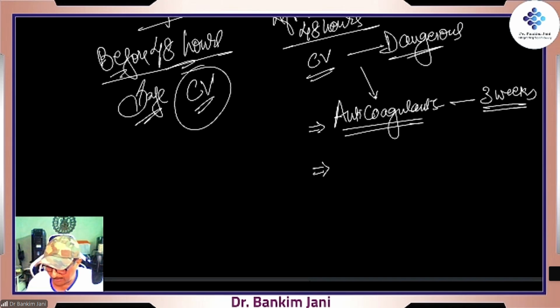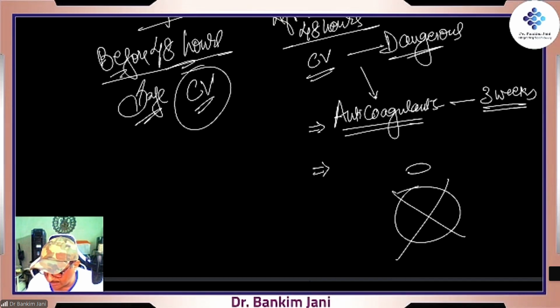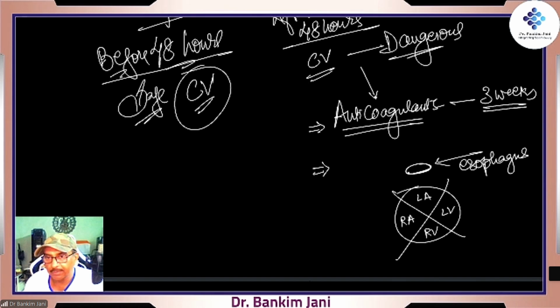You remember, right? If we draw the heart like this, which structure is over here? This is the left atrium. This is the right ventricle. This is the left ventricle. This is the right atrium. Which structure is this? Shabash, very good. This is the speed at which the response should come. Esophagus. Correct. So esophagus. Thrombus is always in the left atrium.